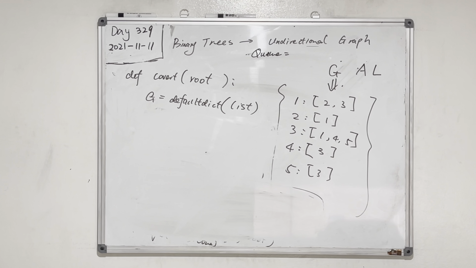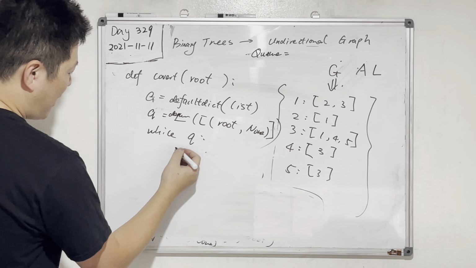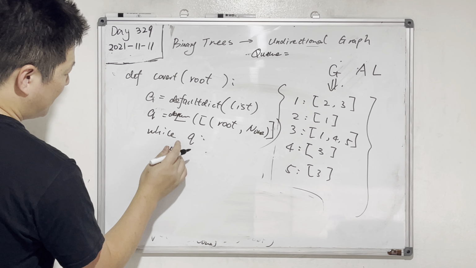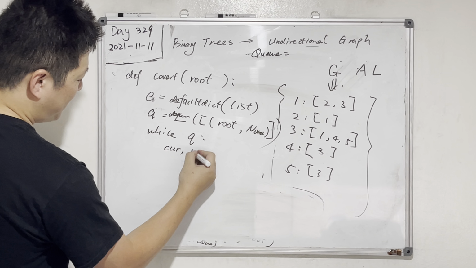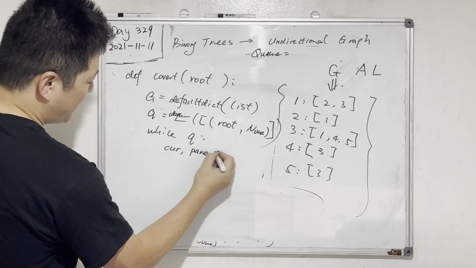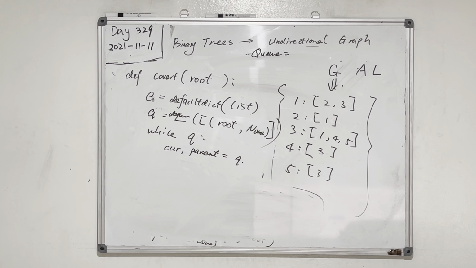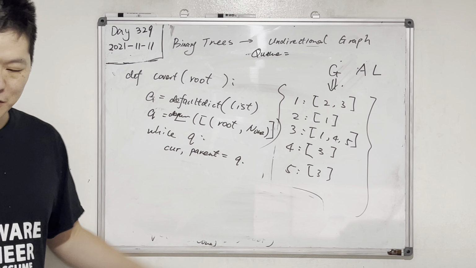Then while the queue is not empty, we take an element out. So we take the current and then we take the parent. How do we get the element from the queue? How do we take it out? Take the element out of the queue. Popleft. Well done, popleft, from the left hand side.